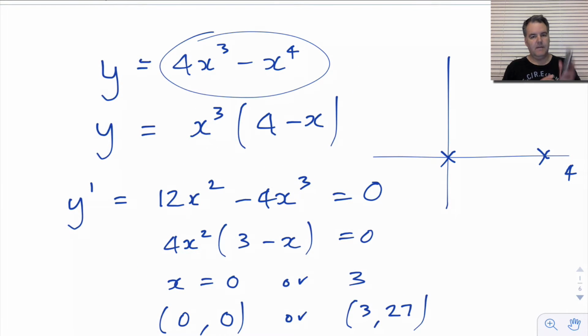Let's put 2 in here. Trusty calculator: 4 times 2 cubed, which is 4 times 8, minus 2 to the power of 4, which is 16, and that gives us 16.